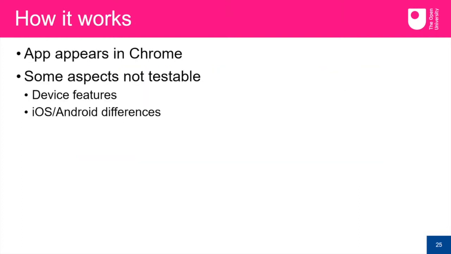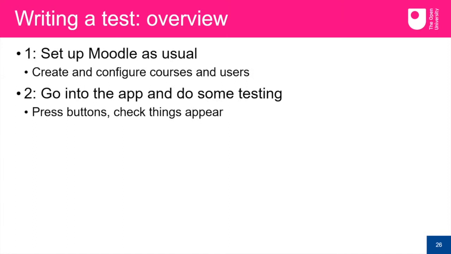How it works, this is pretty much the same as normal Behat testing. The app will appear in a Chrome browser window. There are some things you can't test in this, like device features such as a camera, and differences between iOS and Android because it mostly appears like Android.